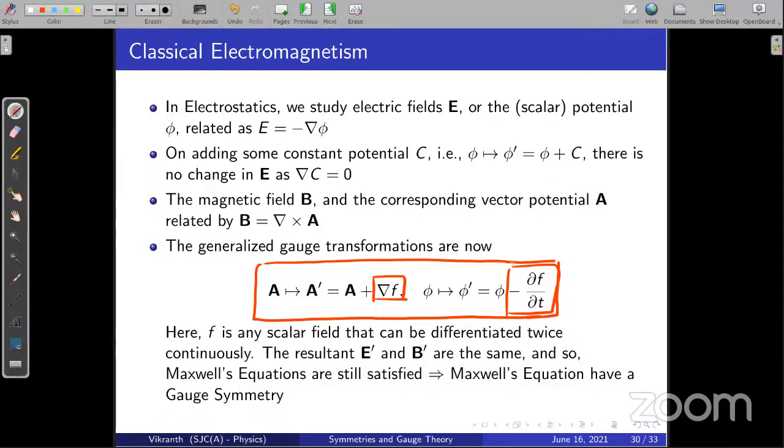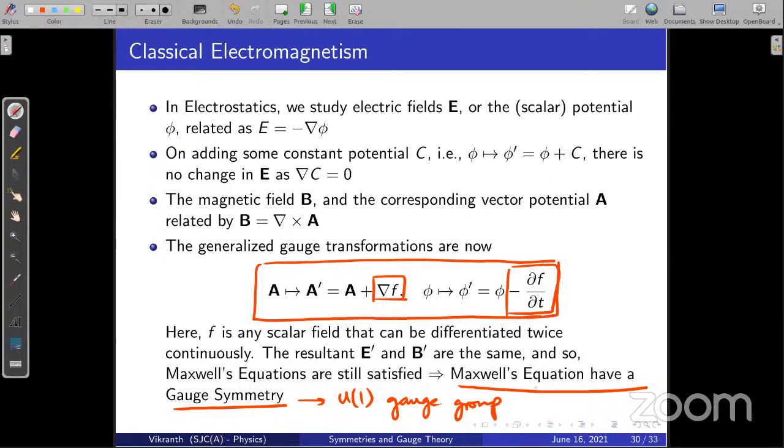The reason why we call them gauge transformations is a big story, but the result is that whatever new electric and magnetic fields you get out of Maxwell's equations are the same as the original ones. They don't make a difference. That's when we realized that Maxwell's equations have a gauge symmetry. And which gauge group is this? It's the U1 gauge group.